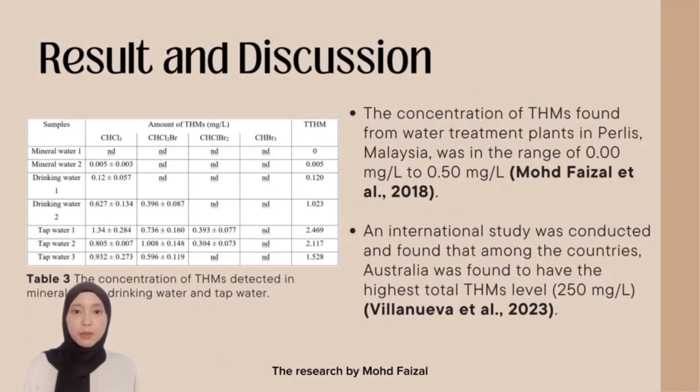The research by Mohammad Faisal found that the concentration of trihalomethanes from water treatment plants in Perlis, Malaysia was in the range of 0 to 0.5 mg per liter, which is lower than the result obtained in this study. An international study was conducted and found that among the countries, Australia was found to have the highest total trihalomethanes level with a concentration of 250 mg per liter.